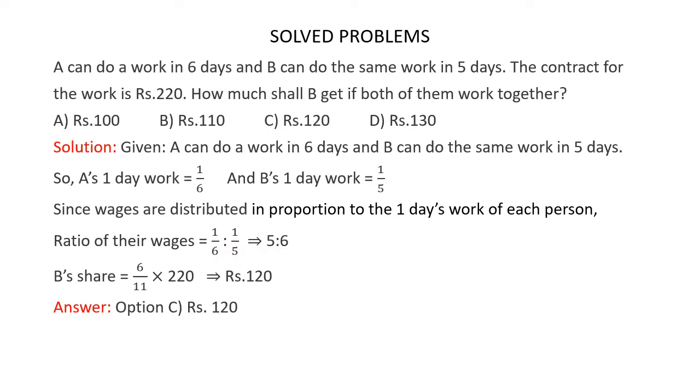Now we are asked to find how much wage B gets. So in this ratio, B's wage is 6 if the total wage is 11. So B's share is equal to 6 by 11 multiplied by 220, which is rupees 120. So B's wage is rupees 120. The correct answer is option C, rupees 120.